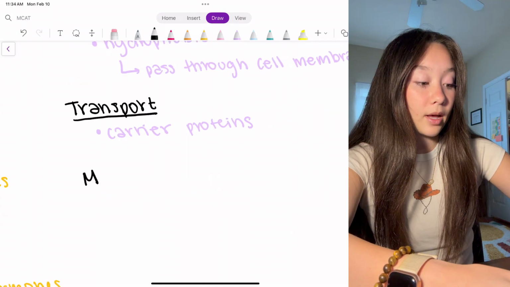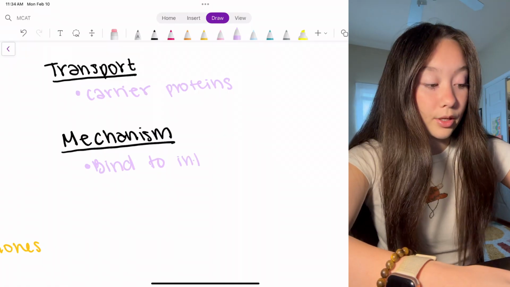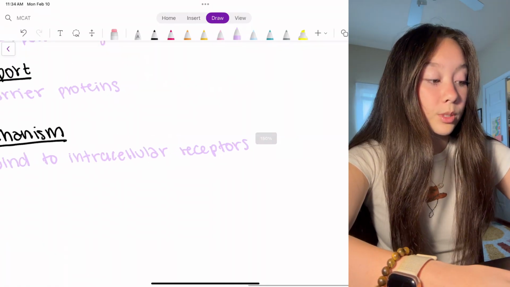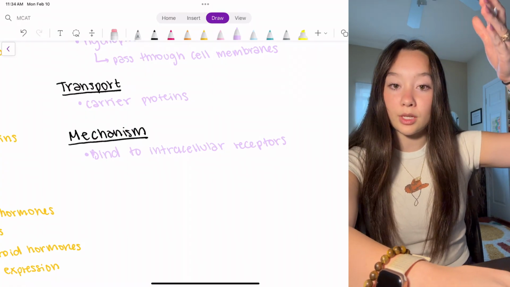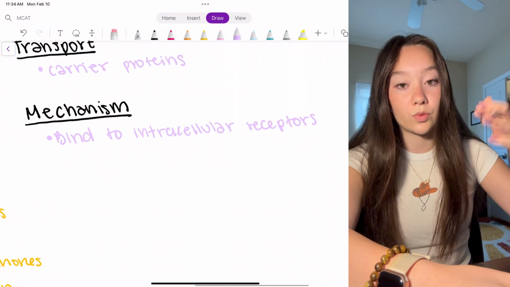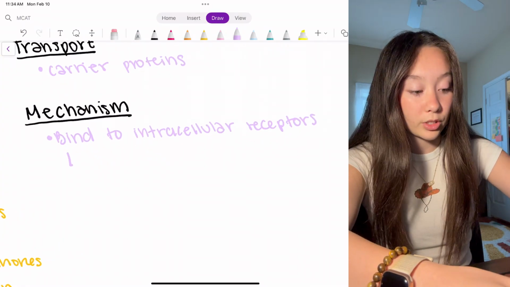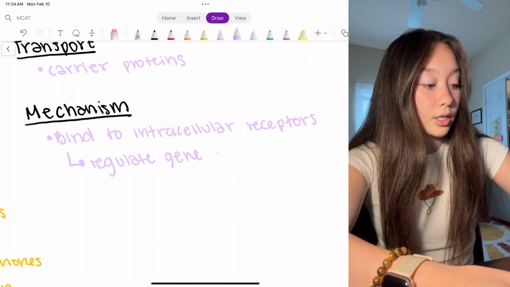Their mechanism of action is that they can bind to intracellular receptors. So this means they can just go straight through the cell membrane, and then instead of binding to a receptor on the outside surface, they're going to bind to a receptor that is inside the cell, and this is going to directly alter the gene expression. So we can say that they are going to regulate gene expression.